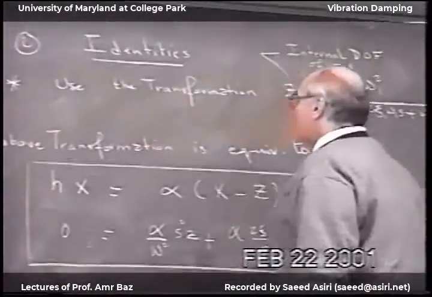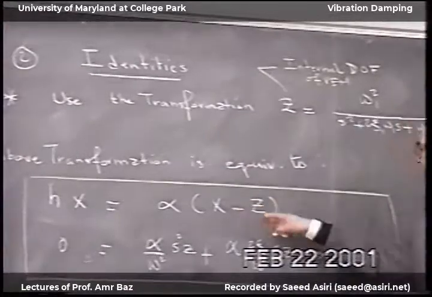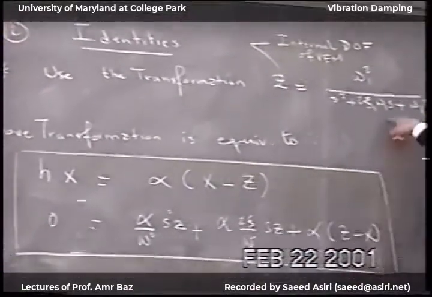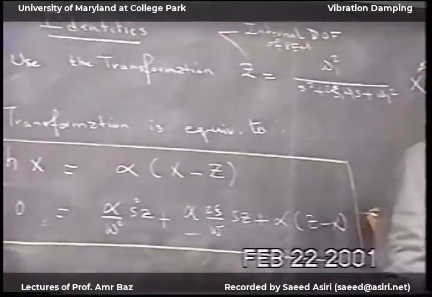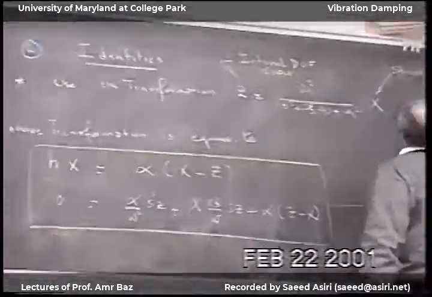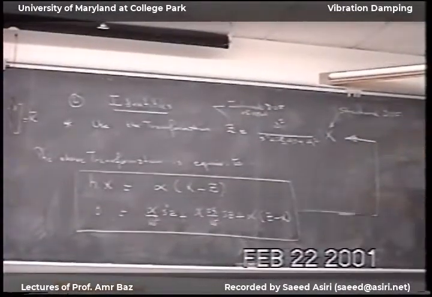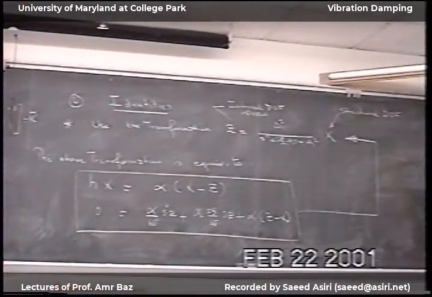So these two equations, if I eliminate this parameter between these two equations, then I end up with this equation. So everything that we said on the GHM model is fantastic.